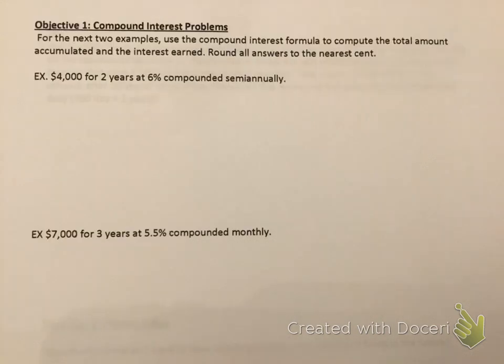Okay. So let's go ahead and look at objective 1 here. Objective 1 says for the next 2 examples, use the compound interest formula to compute the total amount accumulated and the interest earned. Round all answers to the nearest cent. The reason why we're doing the nearest cent, which is the nearest hundredth, is because we're talking about money.